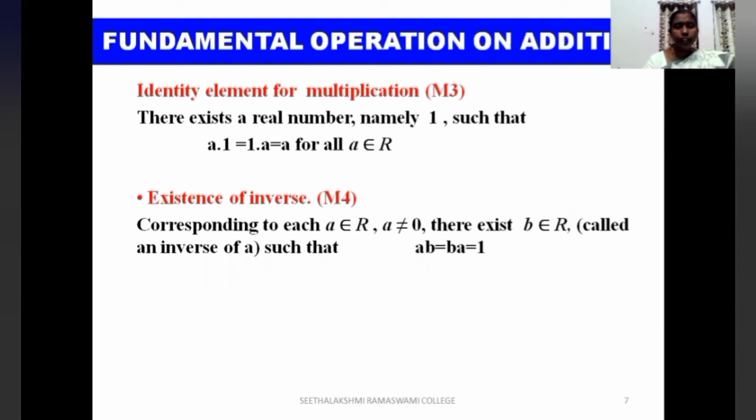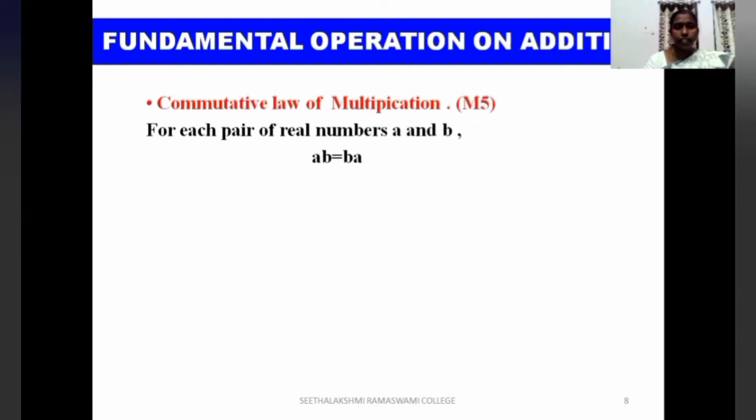Next property, existence of inverse in multiplication, M4. Corresponding to each a belonging to R, a not equal to 0, there exists b belonging to R such that ab equal to ba equal to 1. Here, b is called the inverse of a. Next, move on to commutative property for multiplication, M5. For each pair of real numbers a and b, we have ab equal to ba.